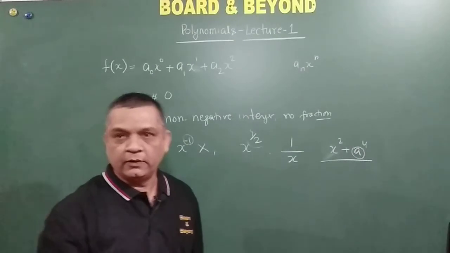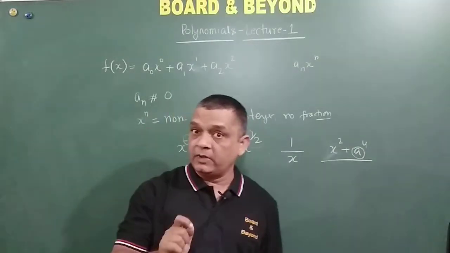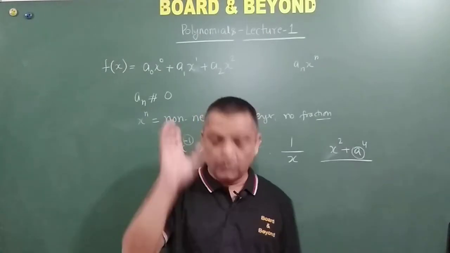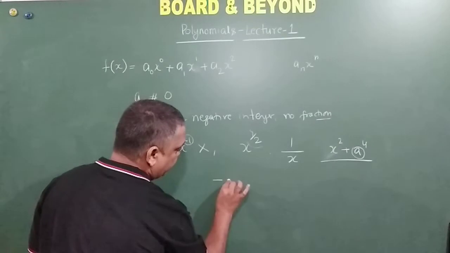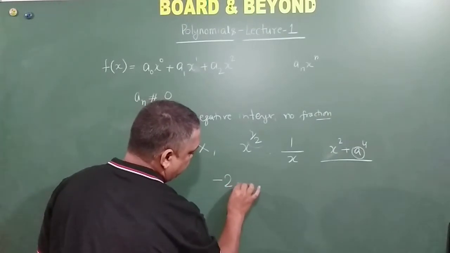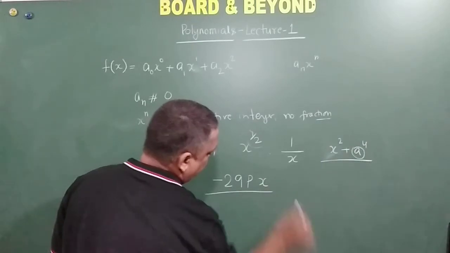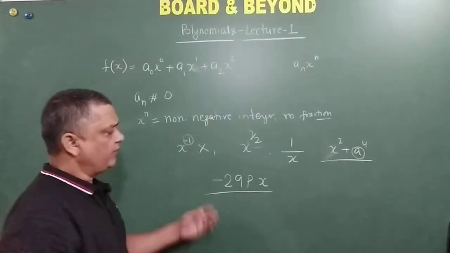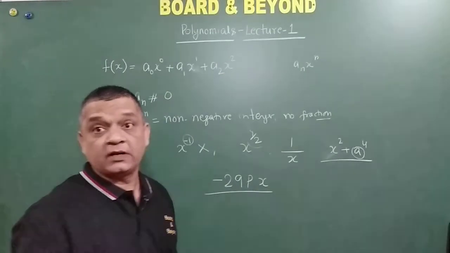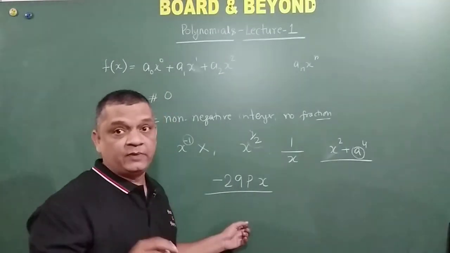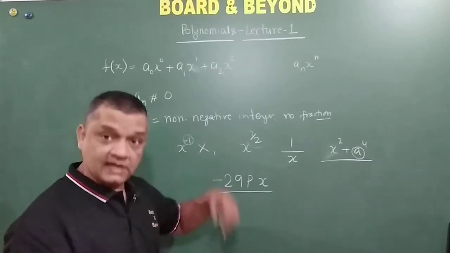You getting my point? Okay. So the highest power of the variable is called the degree of the polynomial. Now coming to the coefficient. Let's say you are given to find out minus 29px. You are expected to find what is the coefficient of x. Although this question will not appear, the concept behind this will be very much used in the future coming lectures, or probably in this lecture as well.